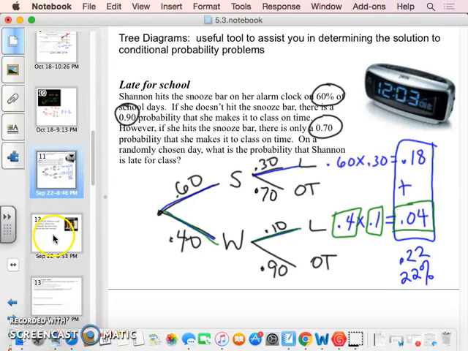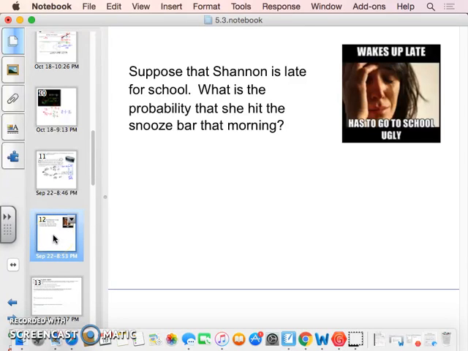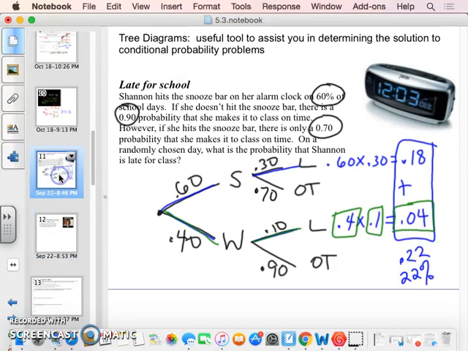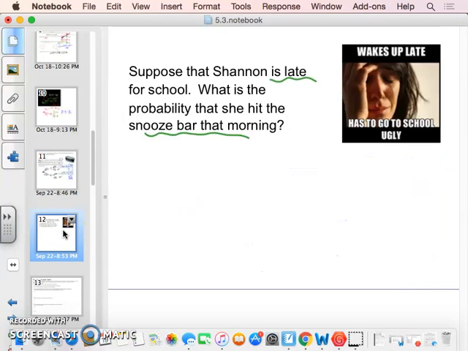Let's look at another example. Let's look at this example in reverse. So now we know that she hit the snooze bar and she's late. What is that probability? So she hit the snooze bar and she's late. So if we look back, she hit snooze and she's late. So that's 0.6 times 0.3, which is going to be 0.18. So 18% of the time, if she's late for school, it's because she hit the snooze button.